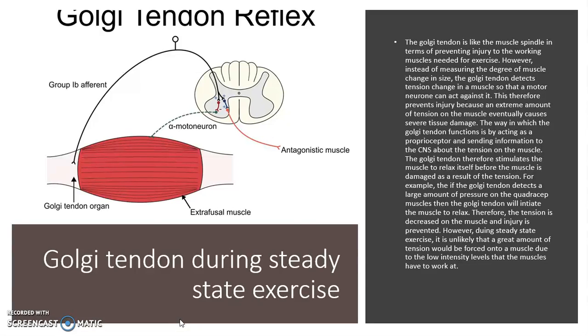The way in which the Golgi tendon functions is by acting as a proprioceptor and sending information to the CNS about the tension on the muscle. The Golgi tendon therefore stimulates the muscle to relax itself before the muscle is damaged as a result of the tension. For example, if the Golgi tendon detects a large amount of pressure on the quadricep muscle during steady-state exercise, then the Golgi tendon will initiate the muscle to relax. Therefore, the tension is decreased on the muscle and injury is prevented.